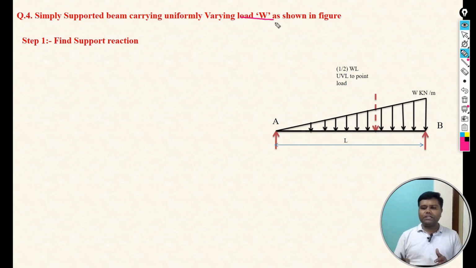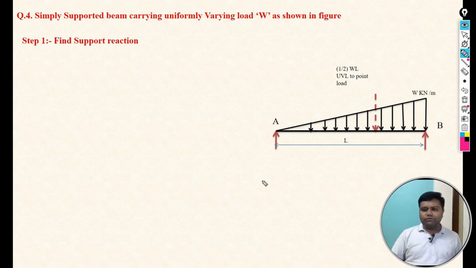Why are we calling it a uniformly varying load? Because if we see the intensity of that load from point A to point B, it gradually changes. It means the intensity, or we can say the magnitude of that load W at point A is 0 and at point B is W. So we can say it's a maximum. Such a type of load we call a uniformly varying load.